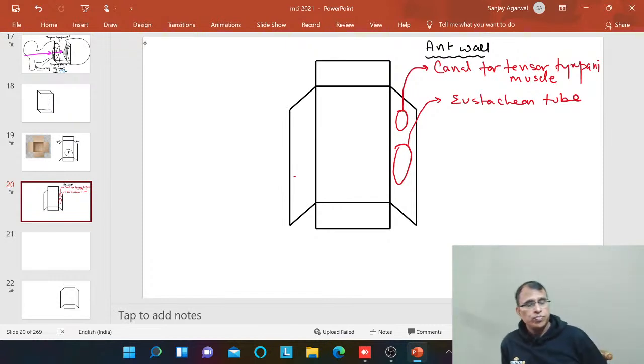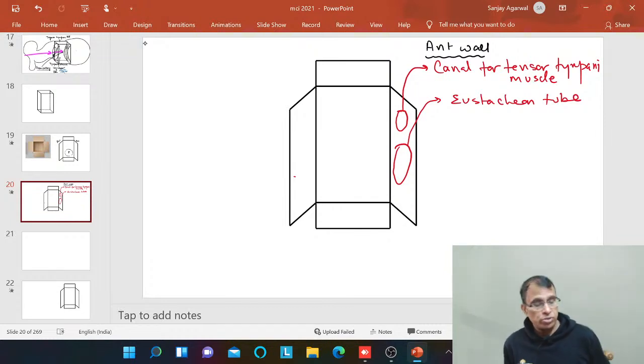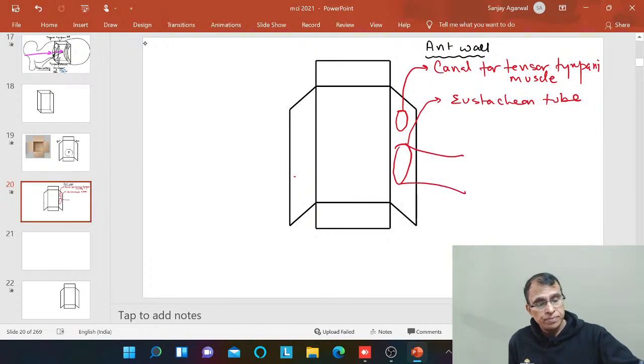Now, I told you that for the canal for tensor tympani, the only thing you have to know is the name and the fact that it is present on the anterior wall of the middle ear. But Eustachian tube is very important, very important. It has made 5 to 6 MCQs, spontaneous questions. And from the name, I understand it's a tube, right?